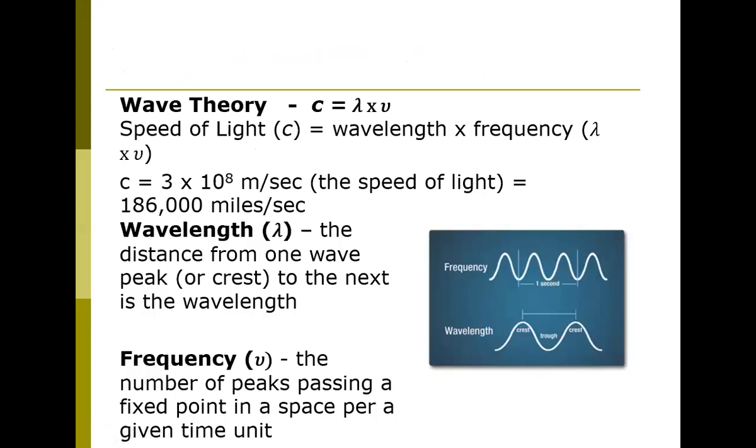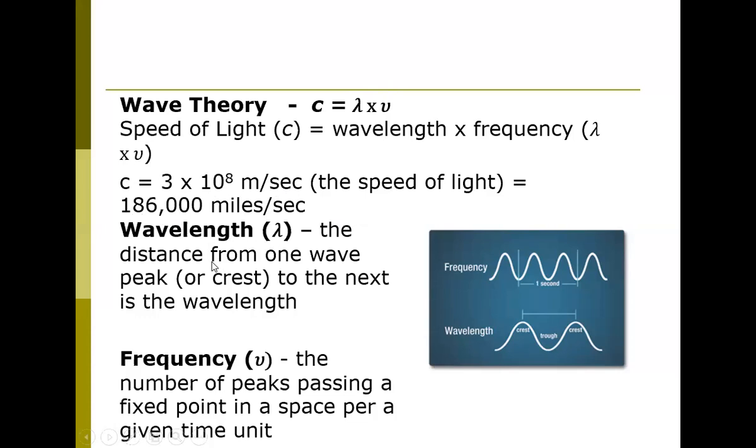c equals lambda times nu, or f, whatever you can write. For wave theory, we must be aware of these parameters. The velocity of light can be said as wavelength into frequency. c equals nu lambda, or lambda equals c by nu, or c by f. It can be expressed in meter per second or miles per second. In miles per second, its value is different.